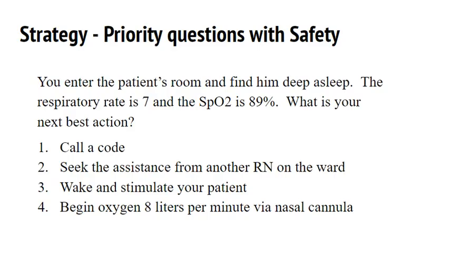And when I see the oxygen, I think, 8 liters per minute, that is more than I really can give through a nasal cannula. That would be terrible. So I'm going to go ahead and eliminate that one just based on my knowledge. And then I'm going to think of that final step that I really like. Do the least harm, or what is the one thing that I can do that will help this patient the most? If I call a code and leave the room, that's not going to do anything, is it? If I seek the assistance from another RN on the ward, that's not really going to help my patient either immediately, is it?